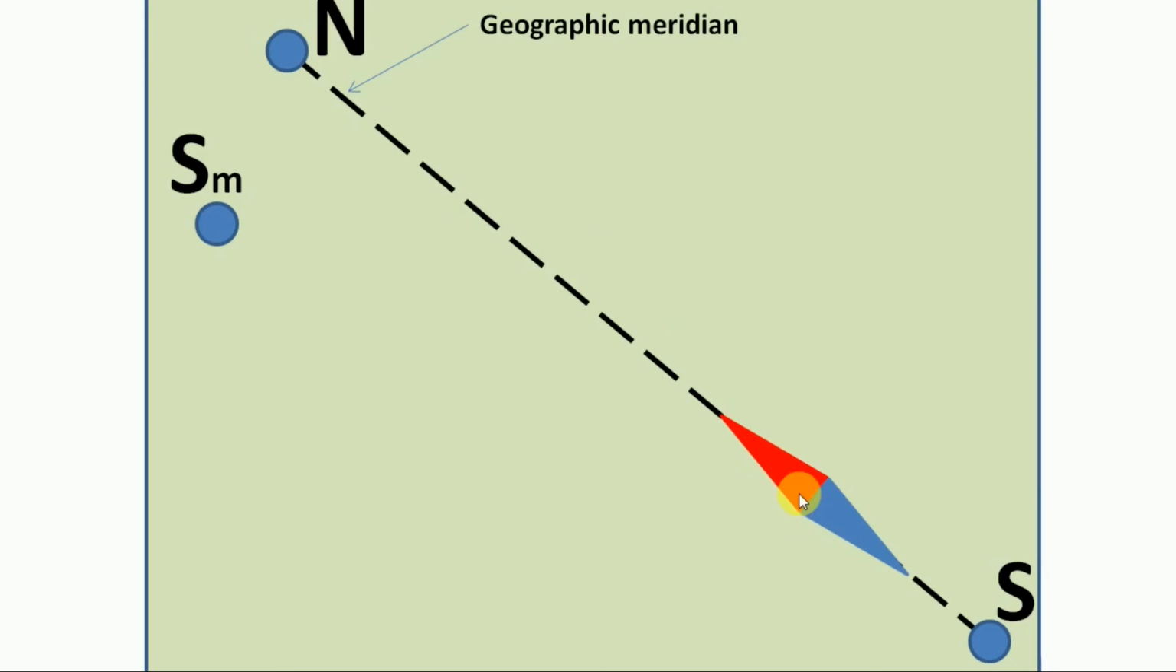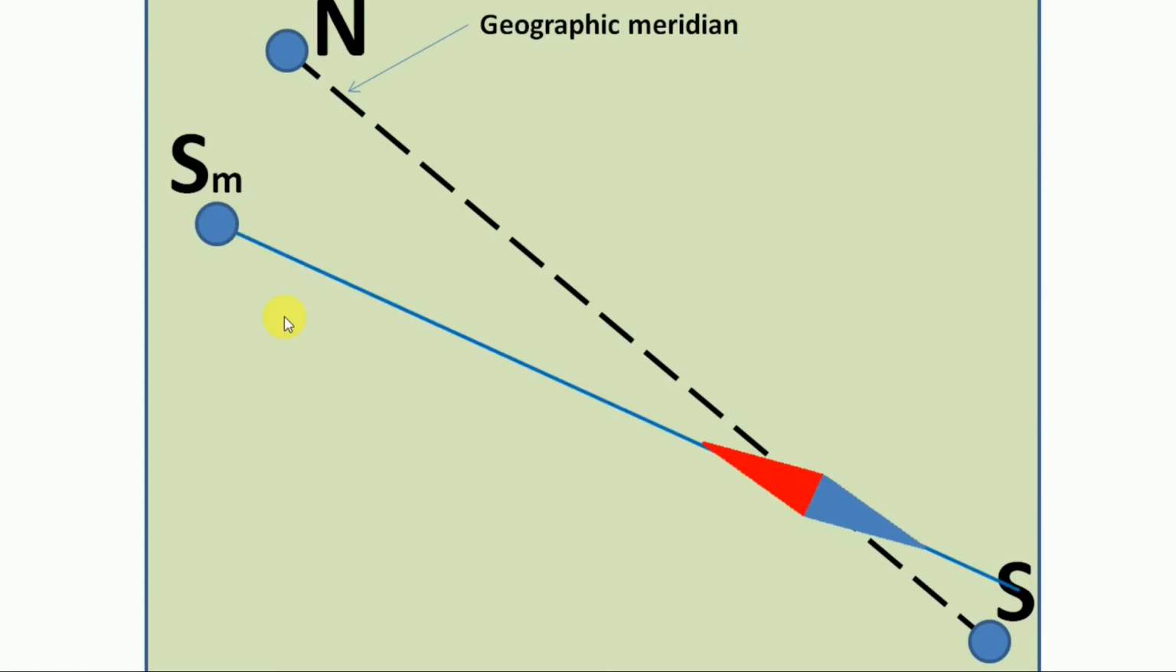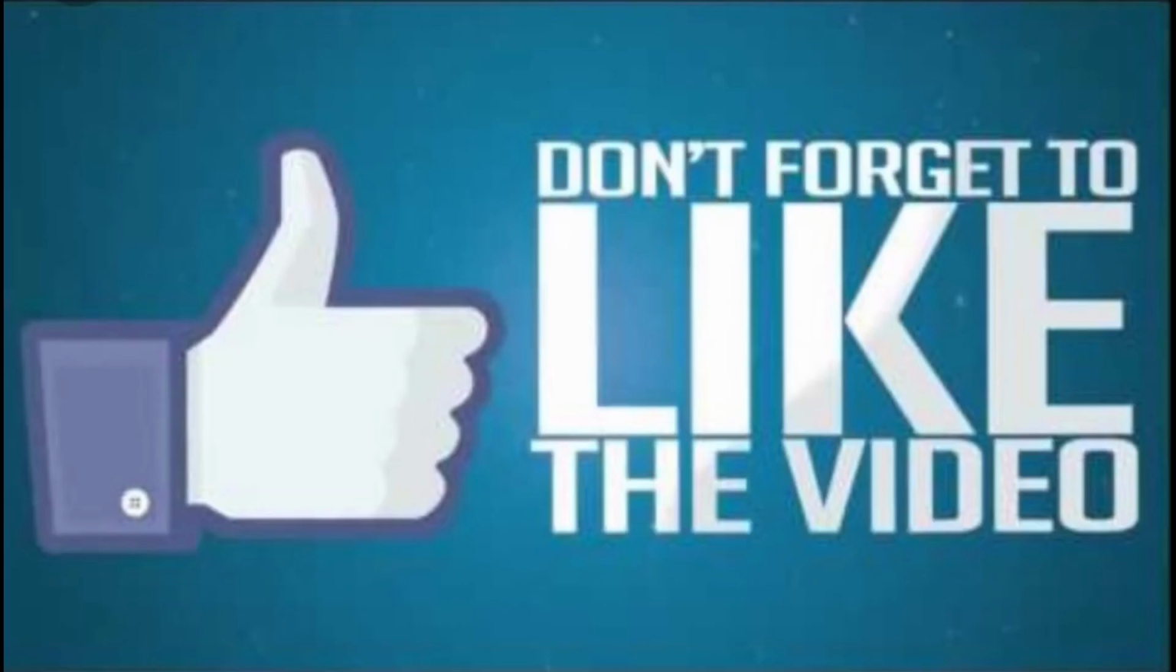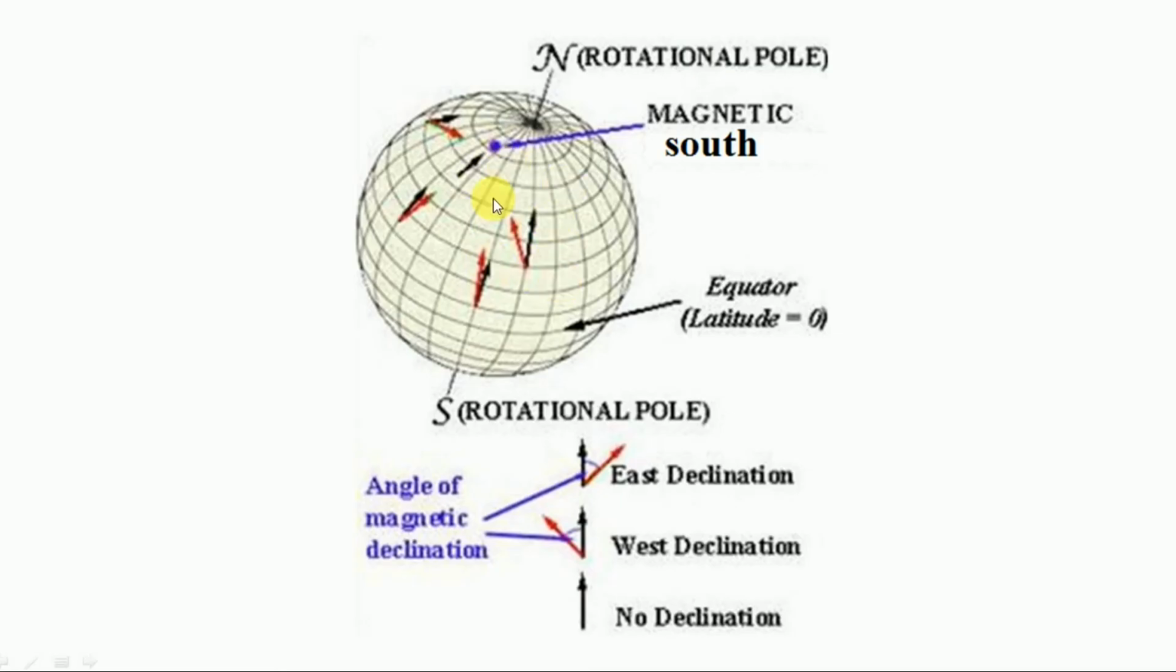So similarly, if you keep the compass out here, it will also point towards the magnetic south. And the line passing through this is called magnetic meridian, and this angle is called magnetic declination. So as you can see, at different places we have different magnetic declination. This is the magnetic declination at this point, and this is the magnetic declination at this point. So in this picture you can see at different places magnetic declinations are different.